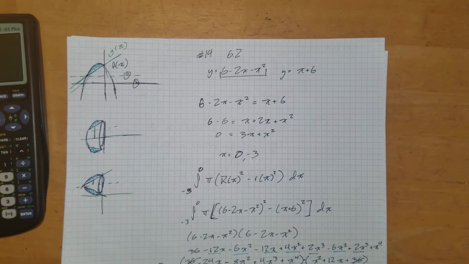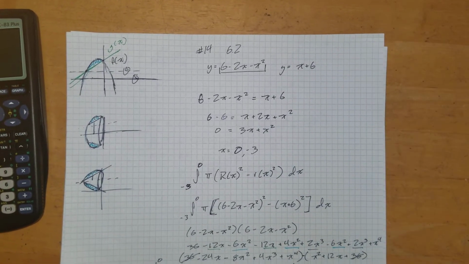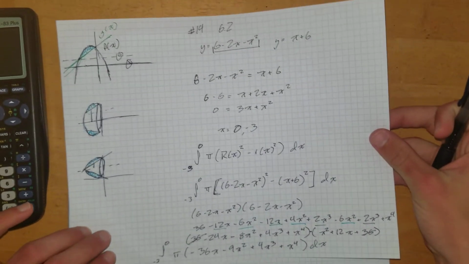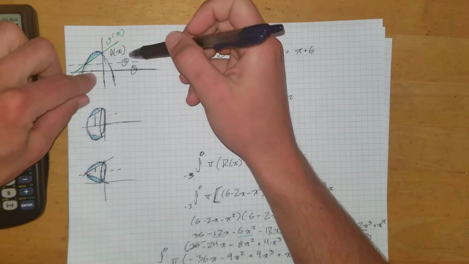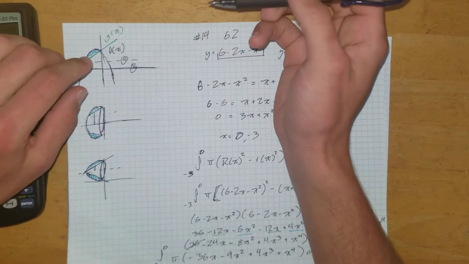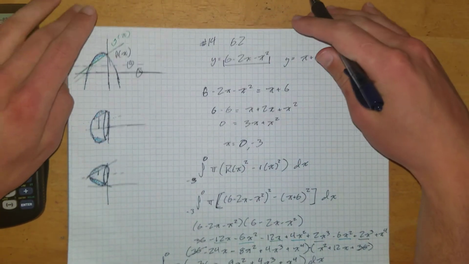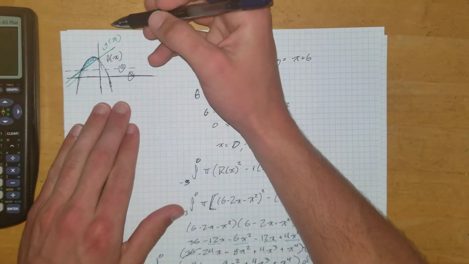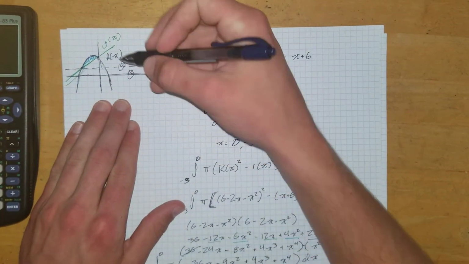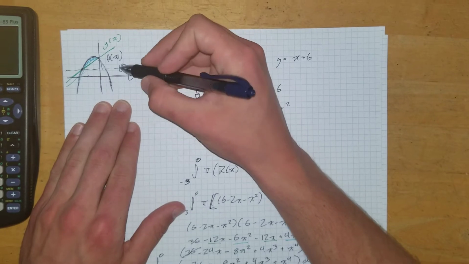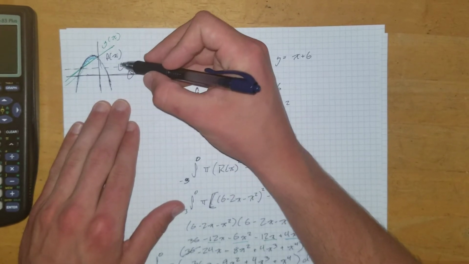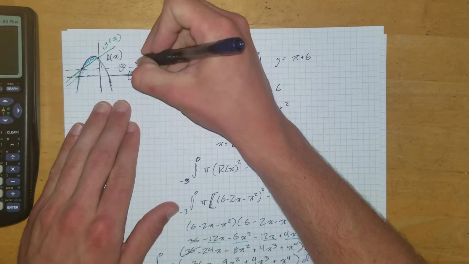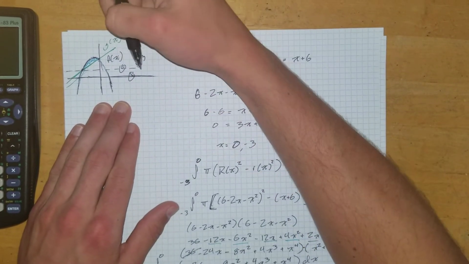We are going over 14b. This was all work for 14a, but we're going to look back at our original function and graph to help with 14b. So this is our original graph, and for a, we were rotating around the x-axis. Now we're going to rotate around y equals 3, which is this dotted line here.